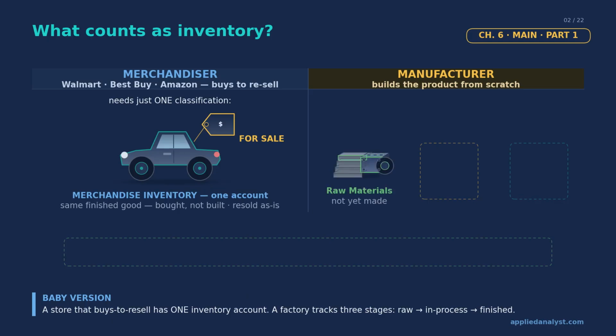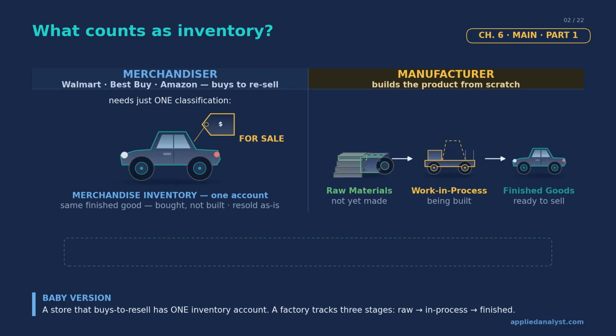First, raw materials. The basic stuff you've bought but haven't started using. Then work in process. You've started building but it's not done, half finished on the line. And last, finished goods. Done, boxed, ready to sell. Picture a kitchen, a pantry of raw ingredients, a mixing bowl, mid-recipe, a finished cake on the counter. Raw into in process into finished.